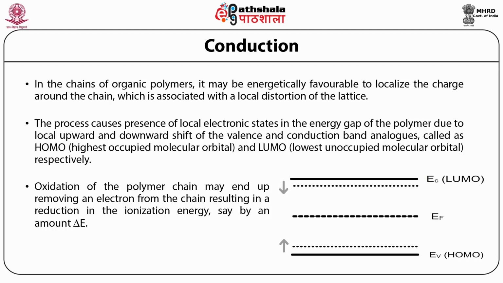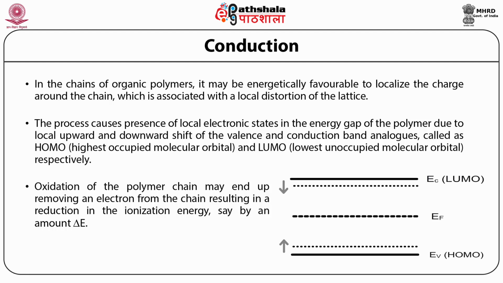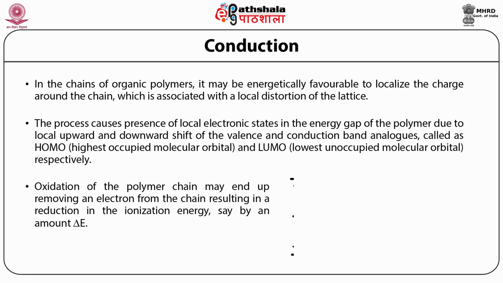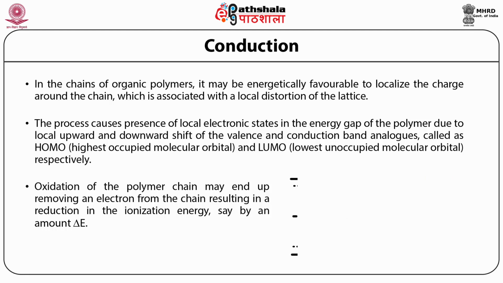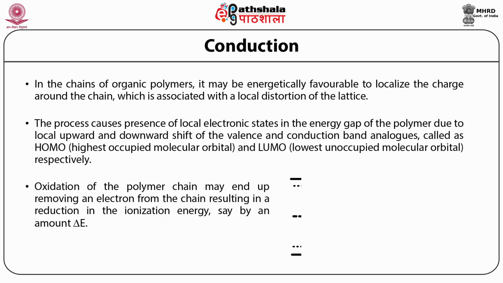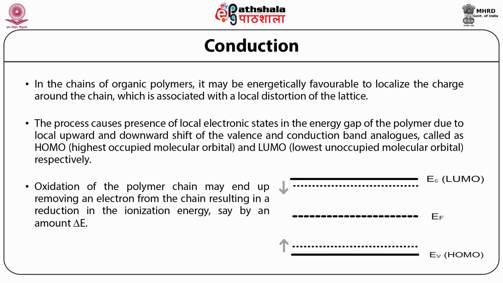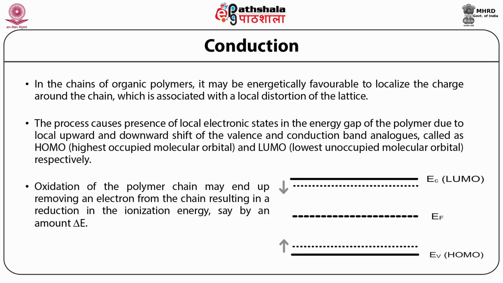The difference between the two energies, that is delta E minus E distortion, is a measure of the binding energy of the polaron. The calculated polaron binding energies for various conjugated polymers are in the range 0.03 electron volt to 0.12 electron volt for materials such as polyacetylenes, polyparaphenylene, and polypyrroles.